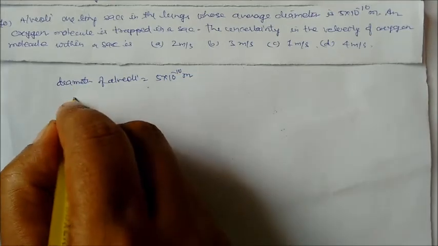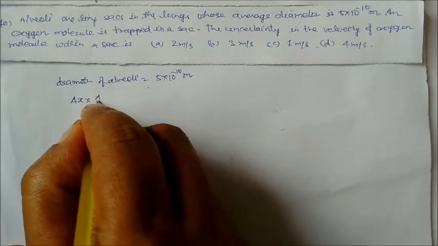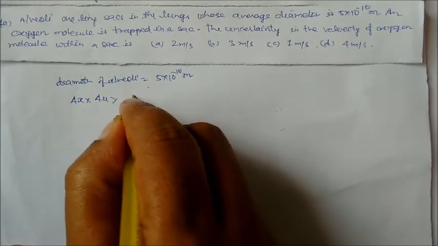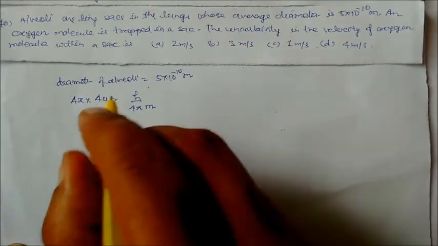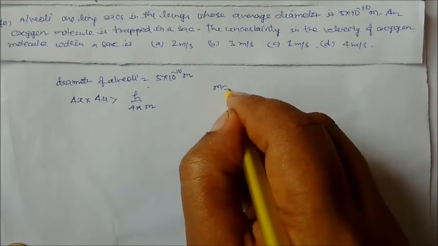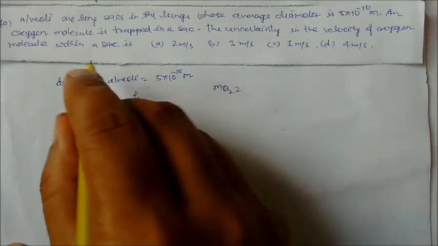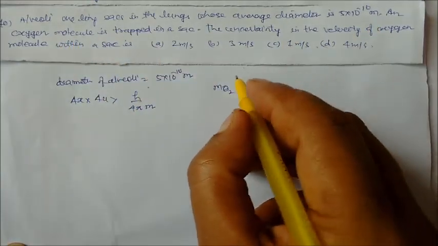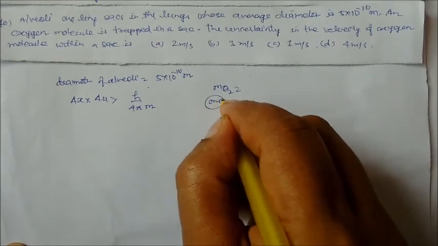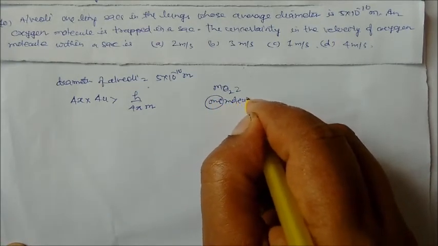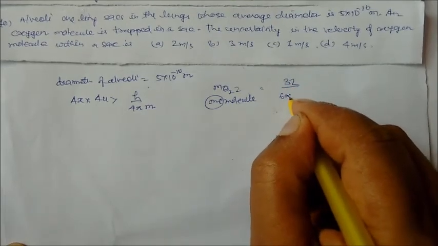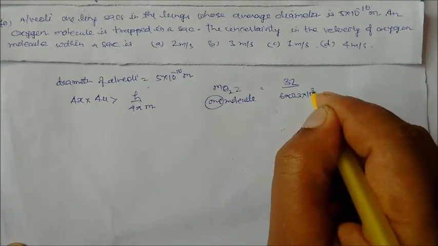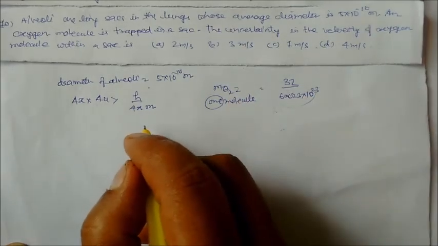So we can use delta x into delta u is equal to h by 4 pi m. What is the mass of the oxygen molecule? It is one oxygen molecule. How do we find the mass of one oxygen molecule? 32 divided by 6.023 into 10 to the power 23. This is the mass of one oxygen molecule.